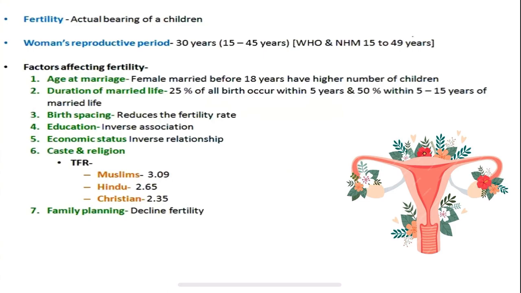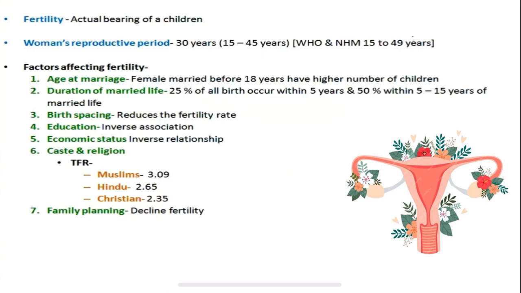Then moving on to the next factor, that is the duration of married life. Studies have indicated that almost 25% of all births occur within 1 to 5 years of married life, and the remaining 50% is seen within 5 to 15 years of married life. So the first 25% is for 1 to 5 years and 50 to 55% in the remaining 5 to 15 years of married life.